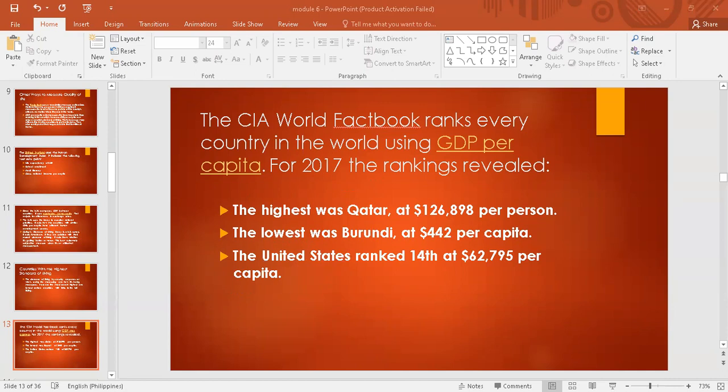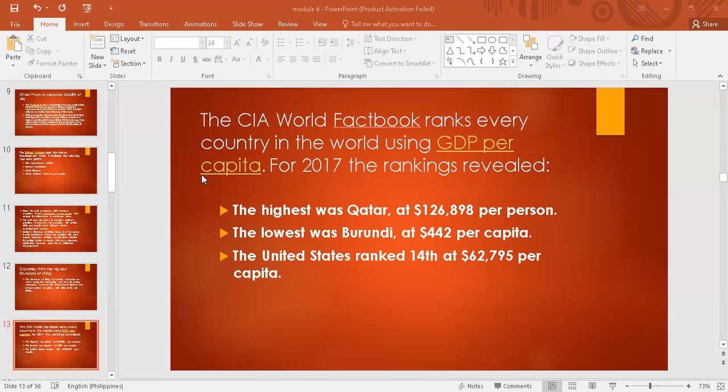442 times. Ibig sabihin, kung ibabase natin sa Philippines, ang per annual na kinikita ng isang tao sa Burundi po is 22,100 pesos. Okay? So, napakababa, no? Kaya sabi natin, the lowest noong 2017 ng standard of living ay nasa Burundi. Sa Qatar, 126,898 times $50.